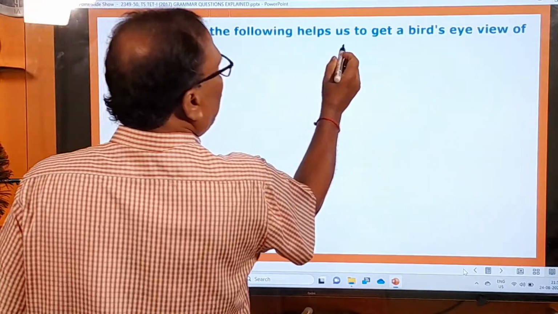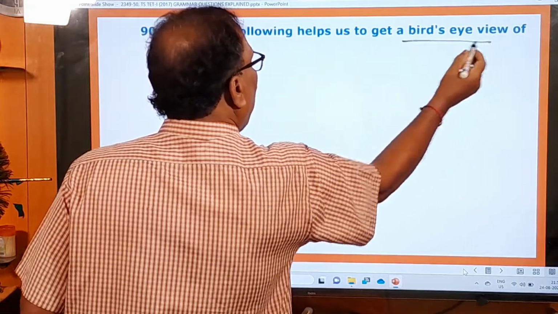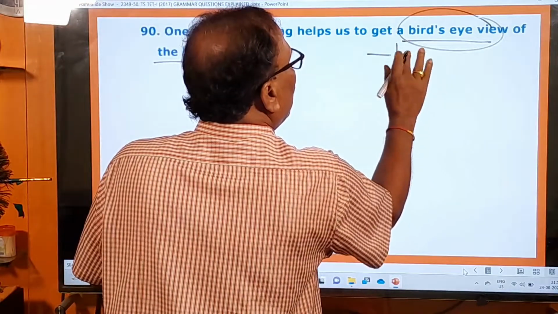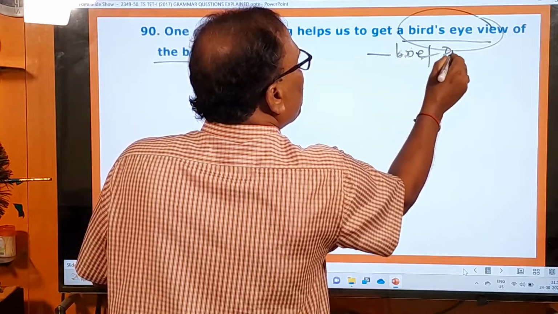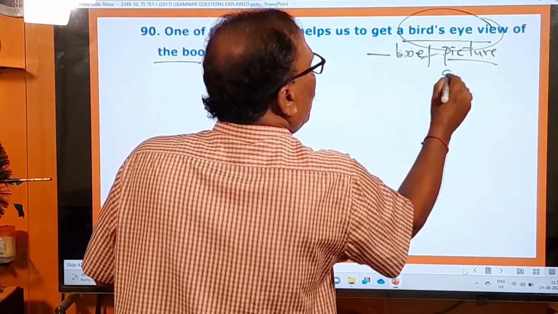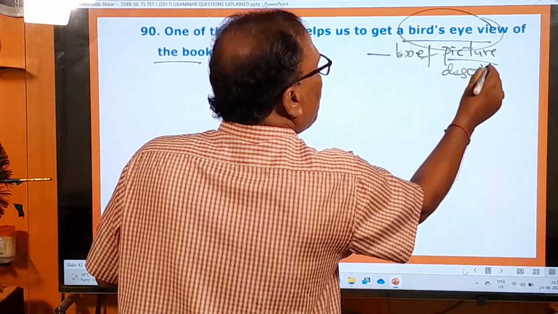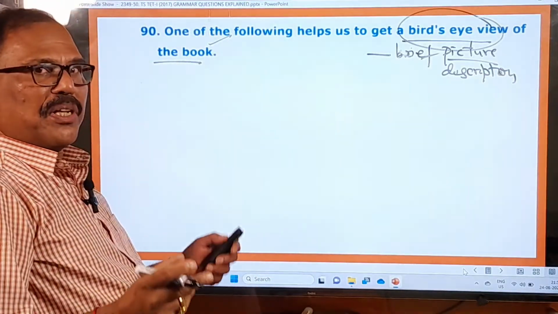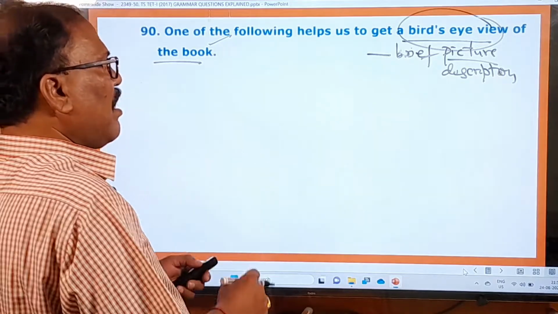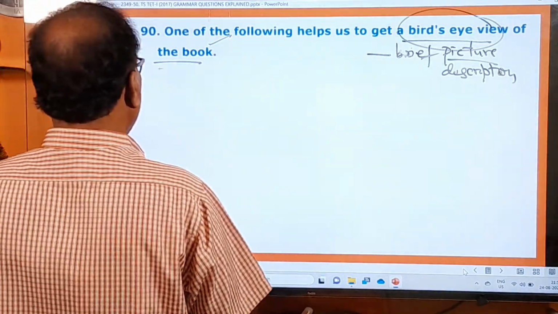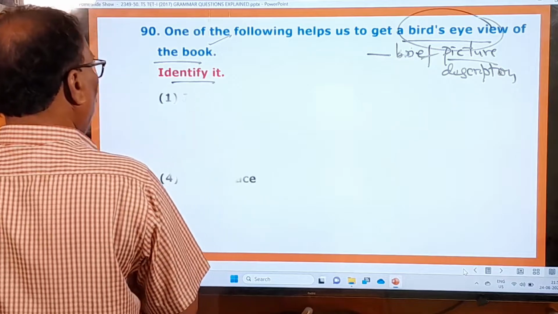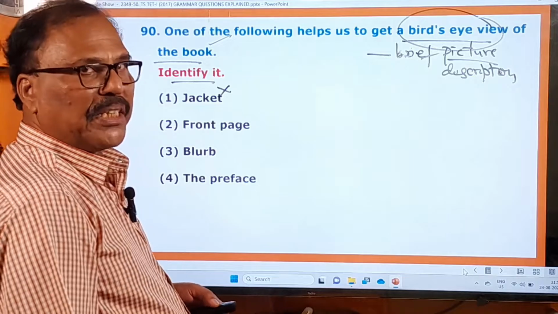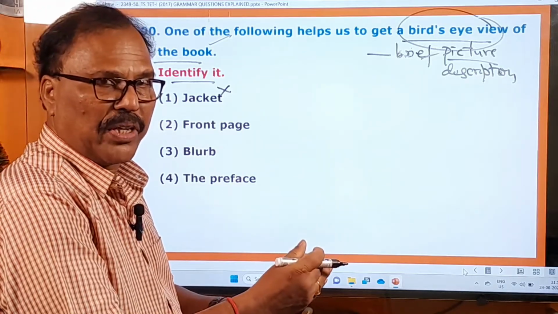90th. One of the following helps us to get a bird's eye view of the book. Bird's eye view means a brief picture or brief description of the book. What that book is about. Identify it. What is that? Four options. Jacket? No. Jacket is nothing but a protective cover of the book. It's called a jacket.